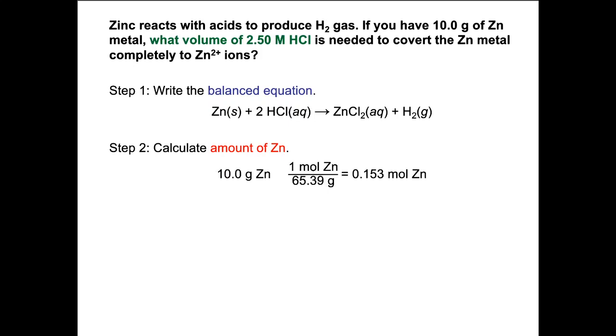Next, calculate how much zinc that is. We'll put this in terms of moles. So 10 grams of zinc times 1 over the molar mass gives us the number of moles of zinc that are being dissolved or being reacted.